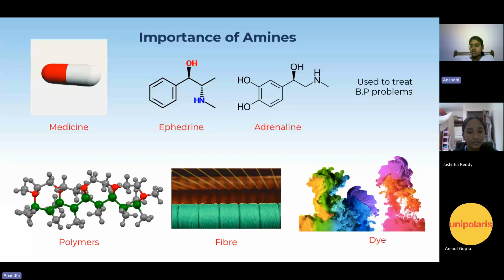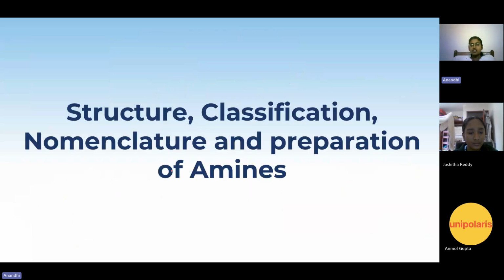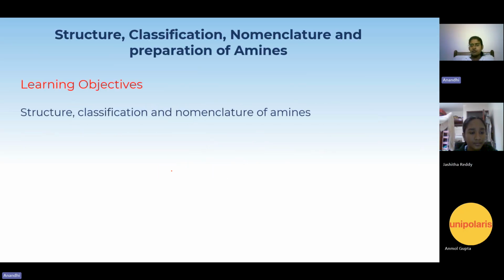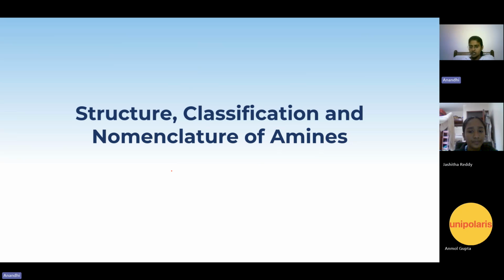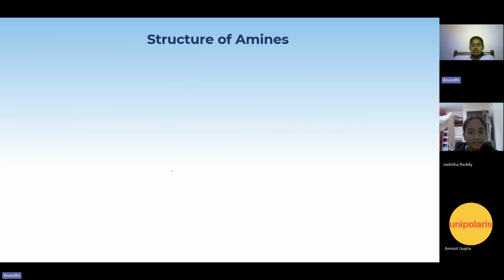So these are some of the importance of amines. Now, with this introduction, we will go ahead to the main first topic of this lesson: structure, classification, nomenclature, and preparation. This is the first half of your amines part. First I'm going to discuss the first three subtopics: structure, classification, and nomenclature. Then after this, we can go ahead with the preparation. Shall we go to the first one? Yes, ma'am. Do you have any doubt from the introduction part of amines which I have discussed? No.